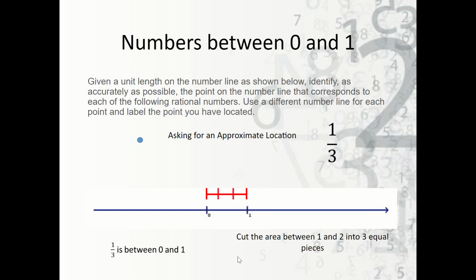So there's my 3 equal pieces. Are they exactly equal? Maybe not, but close. And then we're going to go ahead and drag our point to that location, which is here. This is 1/3. So right there.